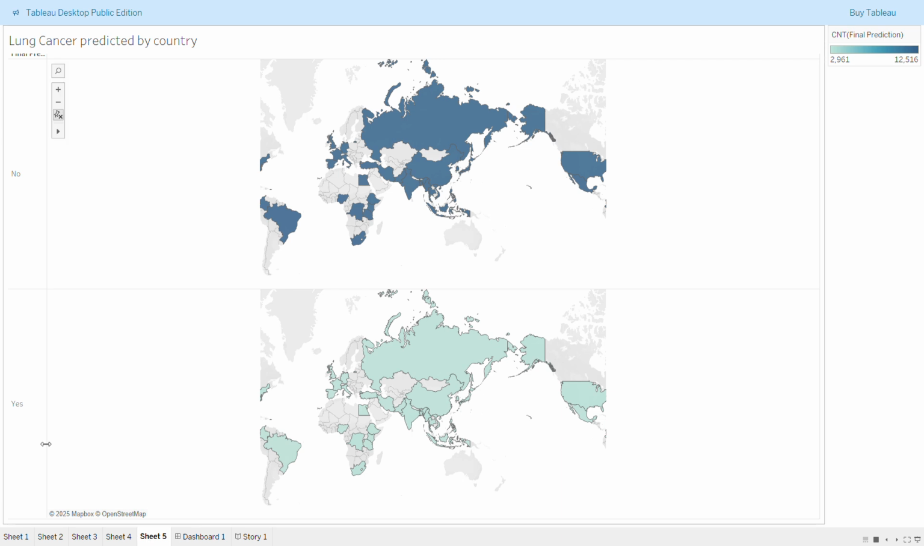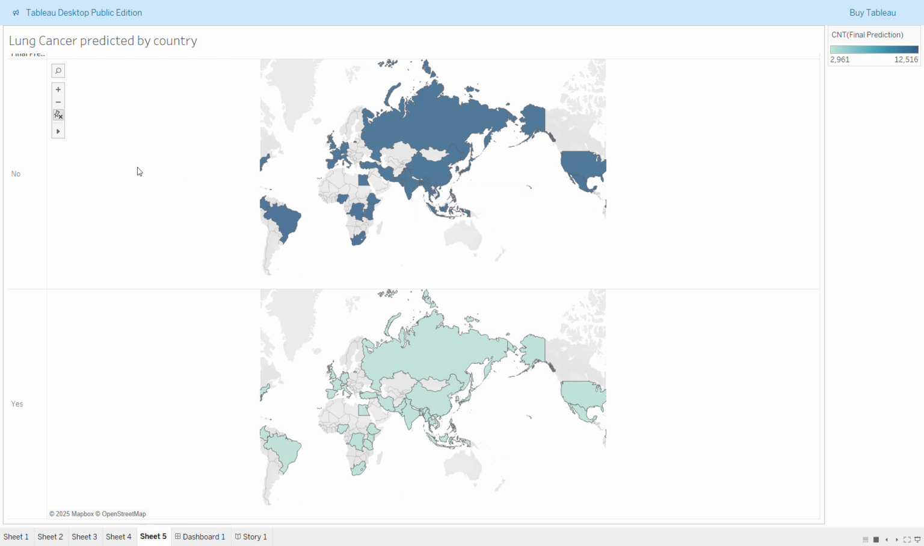So let's dive into the global distribution map. Finally, this global heat map shows the lung cancer incidence by country. The nations with high pollution, heavy smoking, and low healthcare access show the higher prediction rate. This also helps prioritize the areas for international aid and policy reforms.